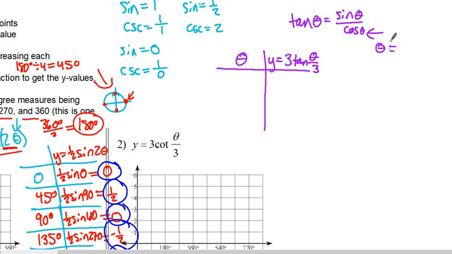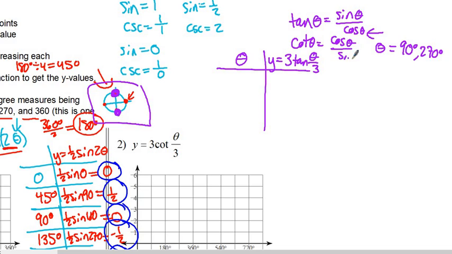And cosine equals 0 at 2 places. It equals 0 at 90 degrees and 270. Because if you look at this circle right here, cosine is the x-coordinate, and the x-coordinate is 0 at those 2 purple dots. So we're going to have vertical asymptotes at 90 and 270. But remember, cotan is the reciprocal. So the reciprocal of sine over cosine would be cosine over sine. That means this one is going to have asymptotes whenever sine equals 0. So sine of theta equals 0 at 0 degrees and 180.